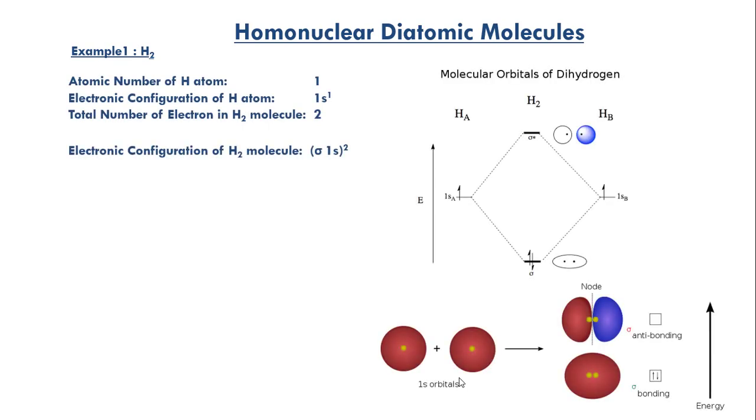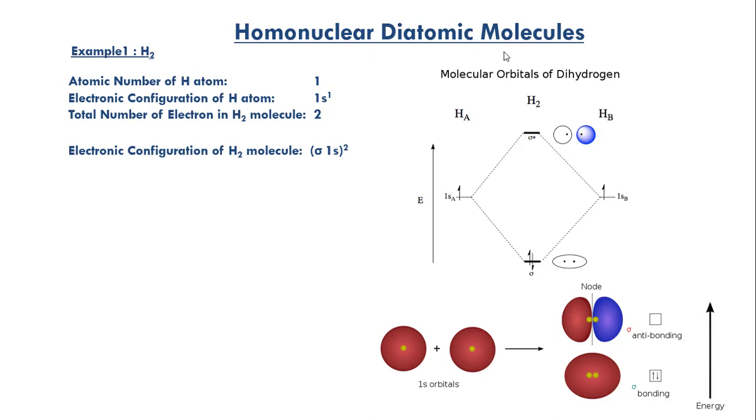So here are the two types of diatomic molecules. In the degree level we are discussing only diatomic molecules. Diatomic means two atoms are combining with each other in order to form a molecule. And here, homonuclear means the atoms of the same element are combining with each other. These are called the homonuclear diatomic molecules.